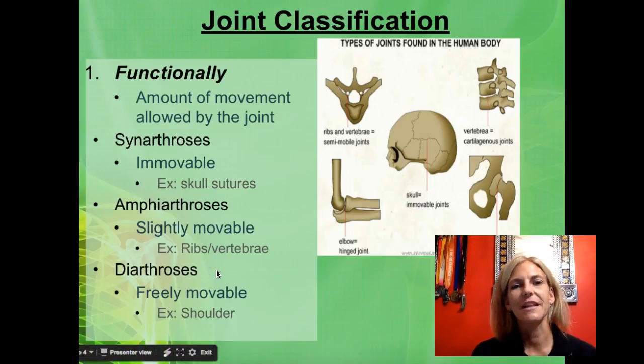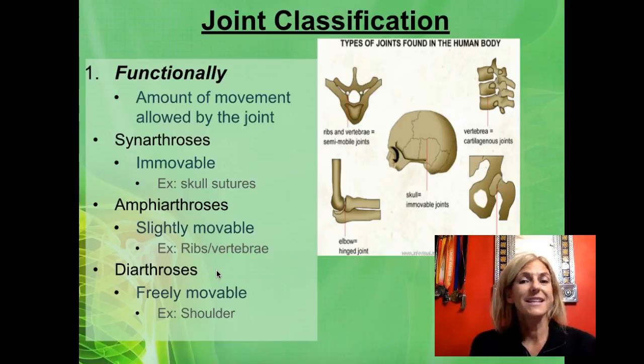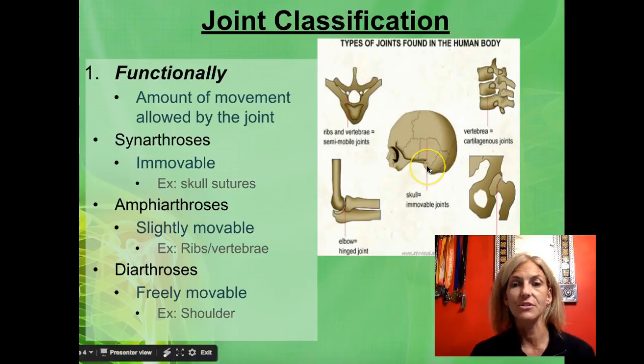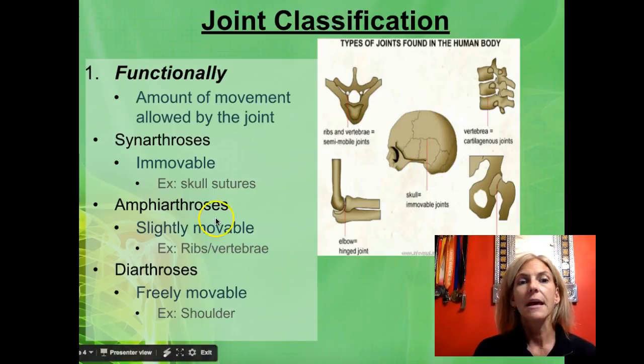So here's our first classification. We can classify joints according to their function. In other words, we classify them according to the degree of movement they provide. It's either none, some, or a lot. So synarthroses, amphiarthroses and diarthroses are going to be the categories related to function. Syn is not at all, so these are your immovable joints, synarthrotic joints. The most common example is those in our skull. So the sutures are synarthrotic joints.